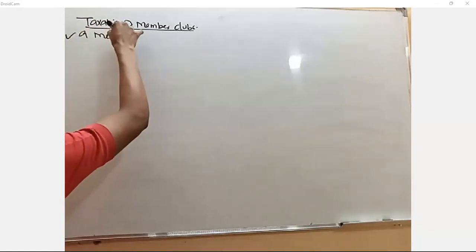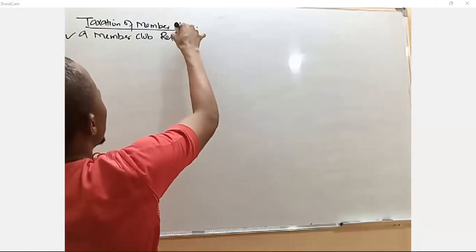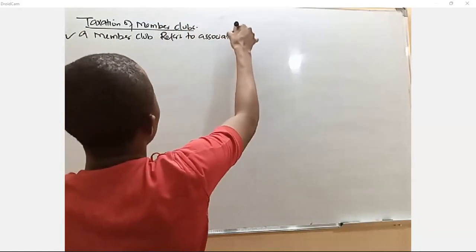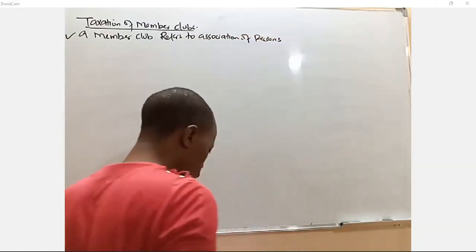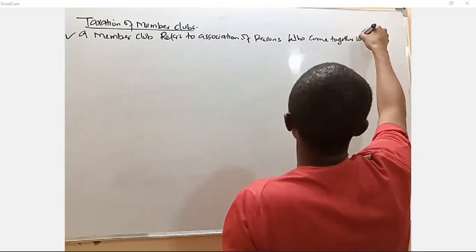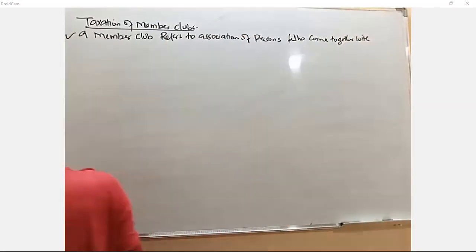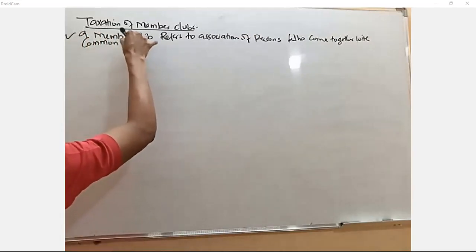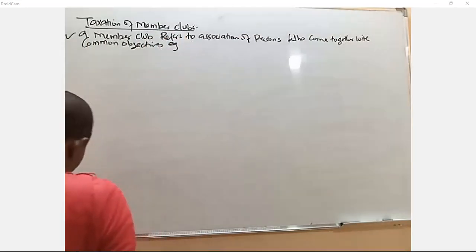So let us continue. Let me just write those ones here for taxation of member clubs before I come to SACCOs. A member club refers to an association of persons who normally come together with common objectives, e.g., a sports club.